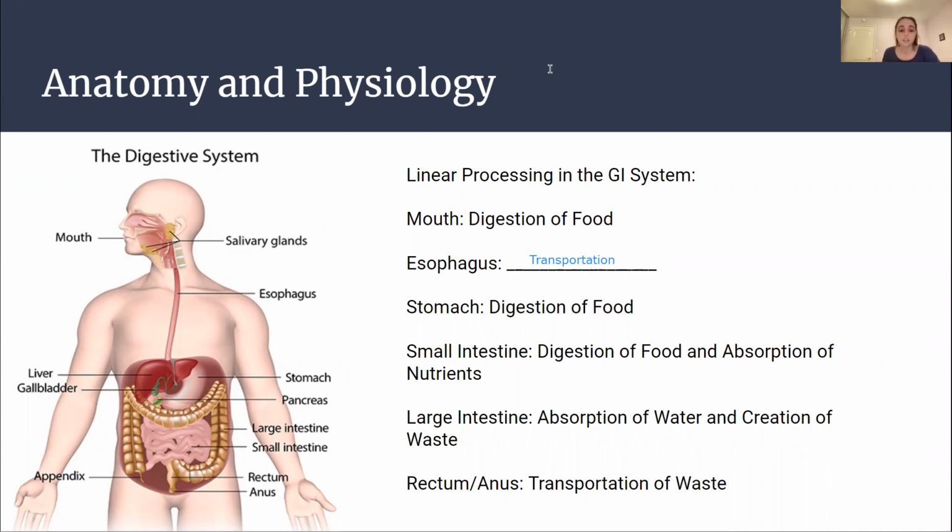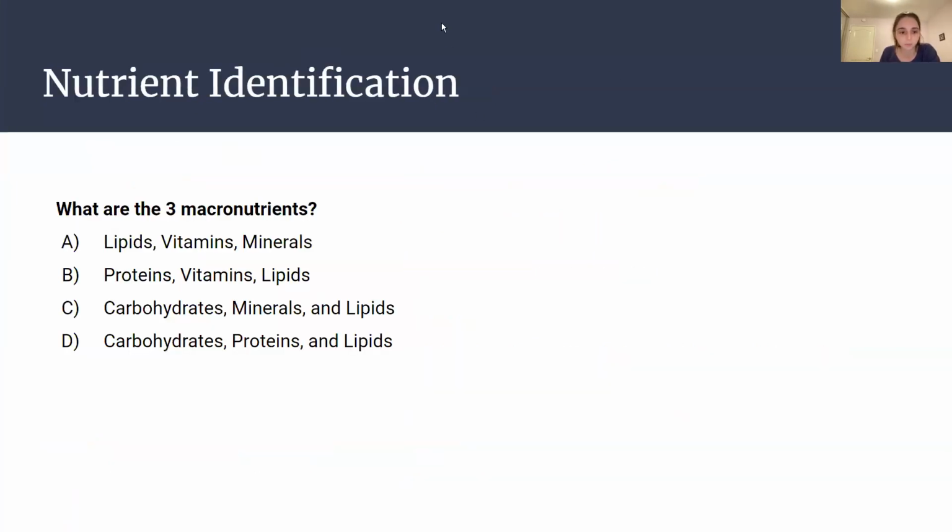No, the esophagus is just a transportation tube. So absolutely, you guys got that correct. And thank you, Jason, for adding in that answer. So go to the next slide.